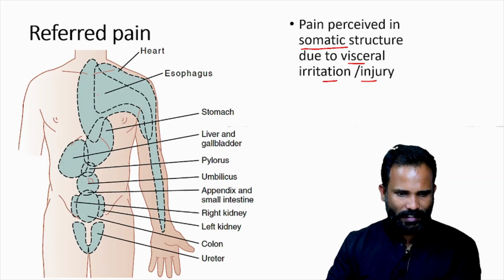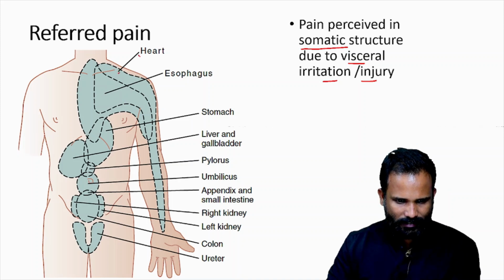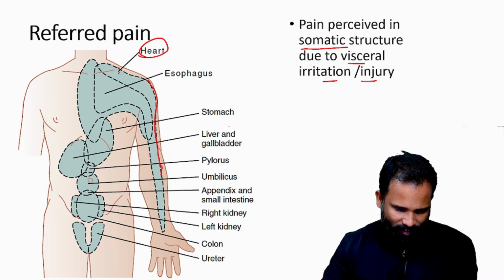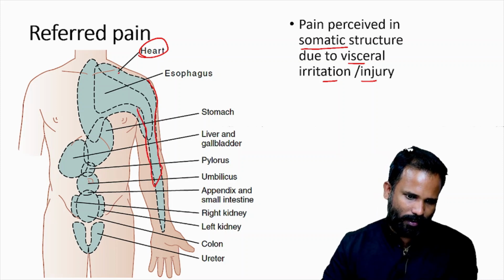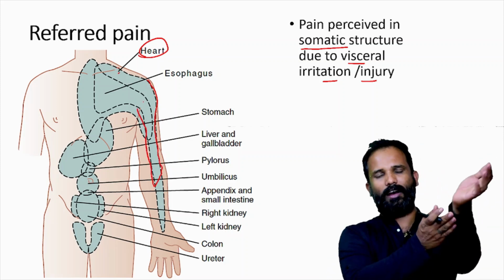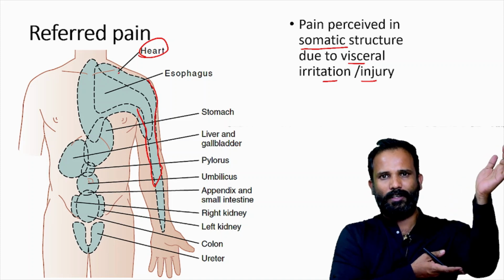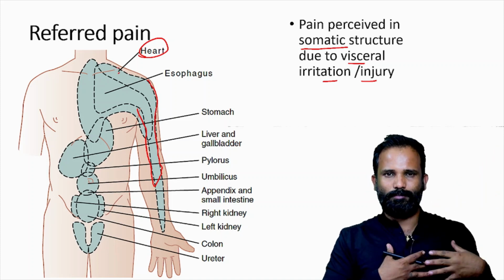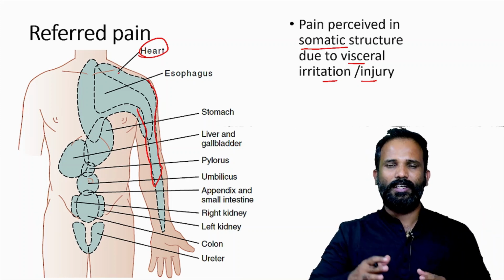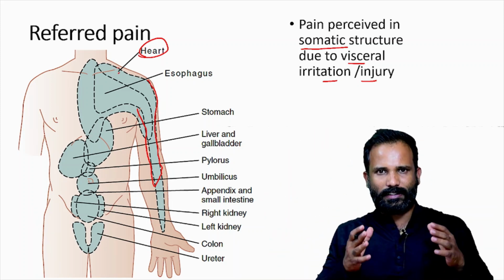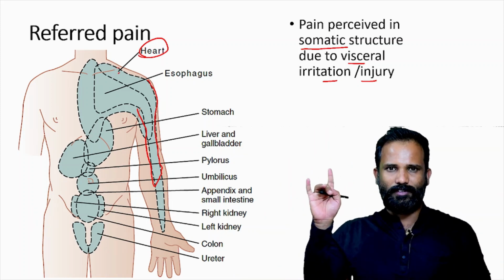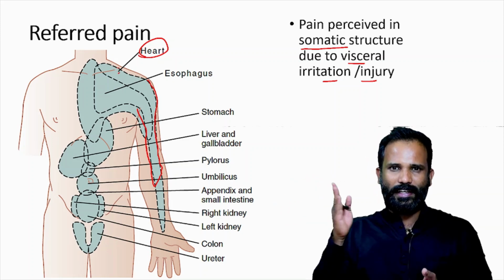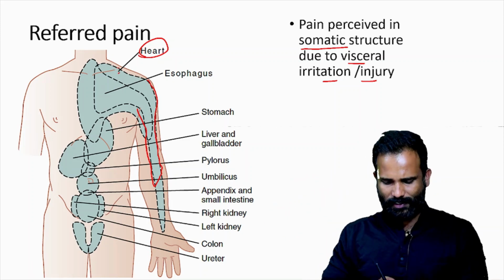So let us think that if this is the heart region, the pain is felt along the ulnar border of the arm. So the heart is here, but the pain will be perceived here. So it is pain perceived in a somatic structure due to irritation of nerves, due to the irritation of the viscera or injury to the viscera.